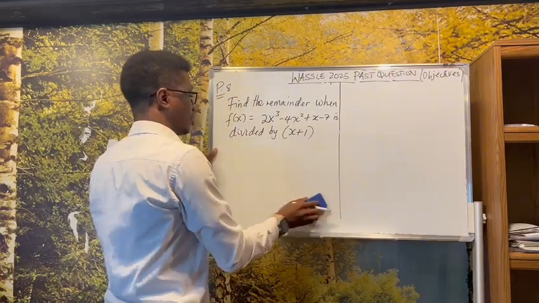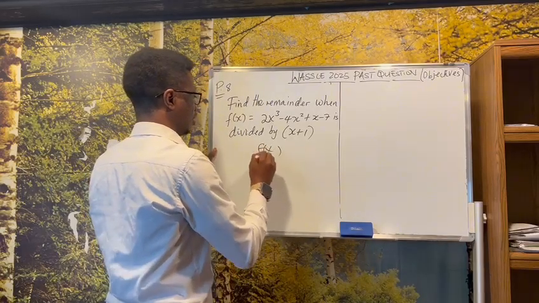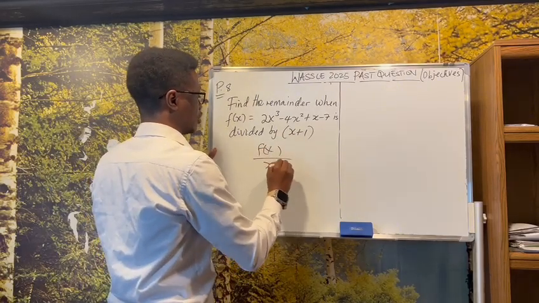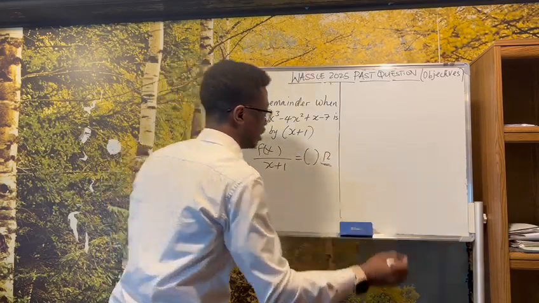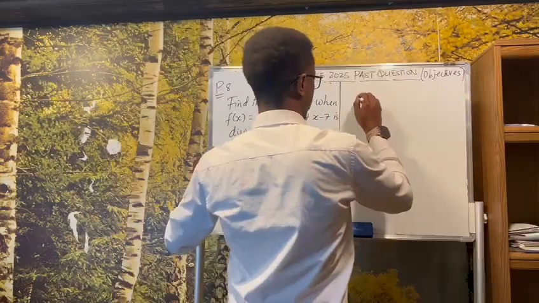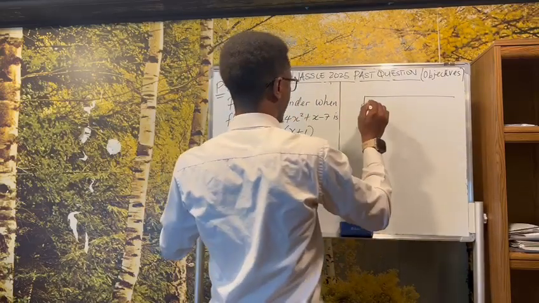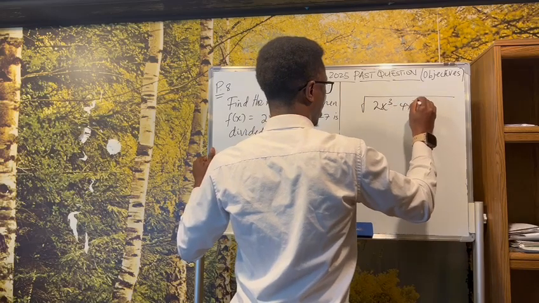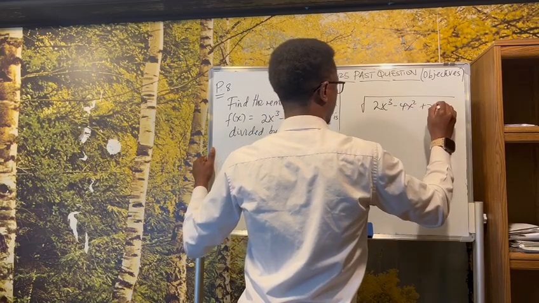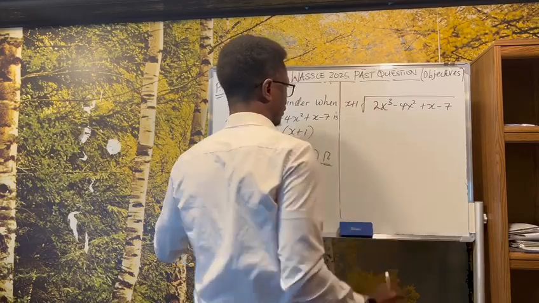So now, we have f of x all divided by x plus 1. What will be the remainder? So let's form a long division here. We put f of x inside, which is 2x cubed minus 4x squared plus x minus 7. Then we'll put outside here the x plus 1.